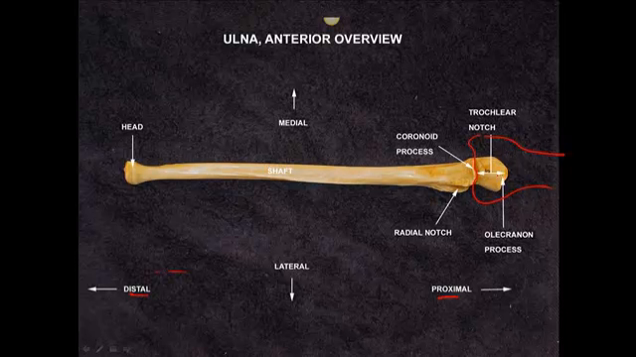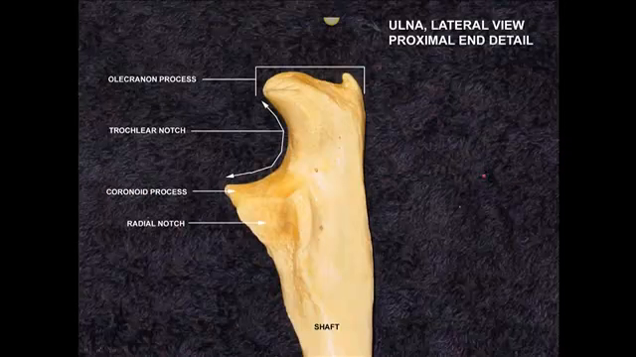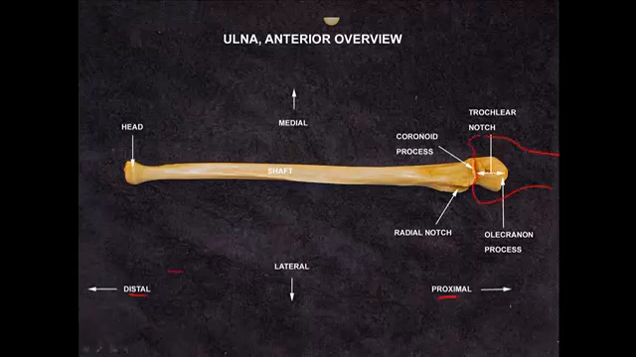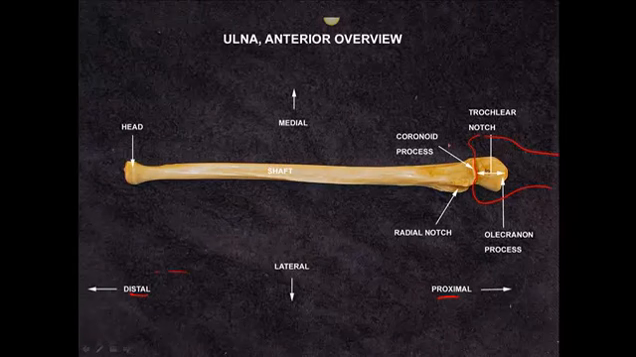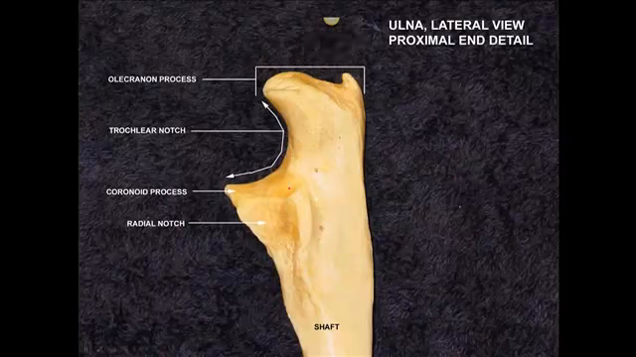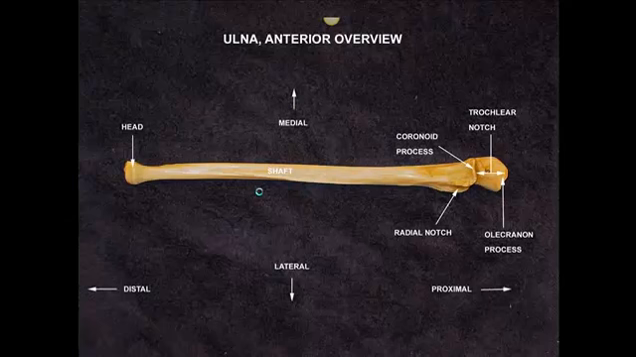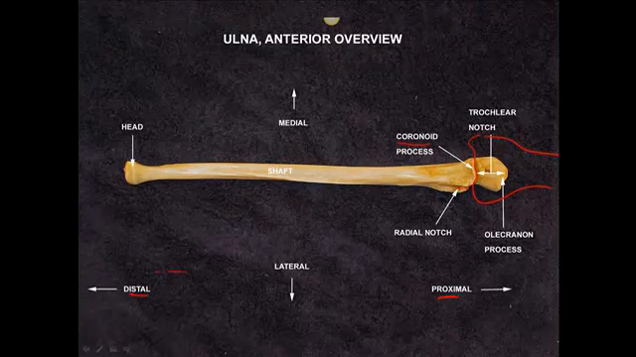So this in between, it's a bad view for it, but here's a better view for it. See, trochlear notch. Trochlear notch. This is the coronoid. Oh, another coronoid. These are bad. Coronoid process. It's the lip right here. Coronoid process, radial notch. This is where the head of the radius will articulate.